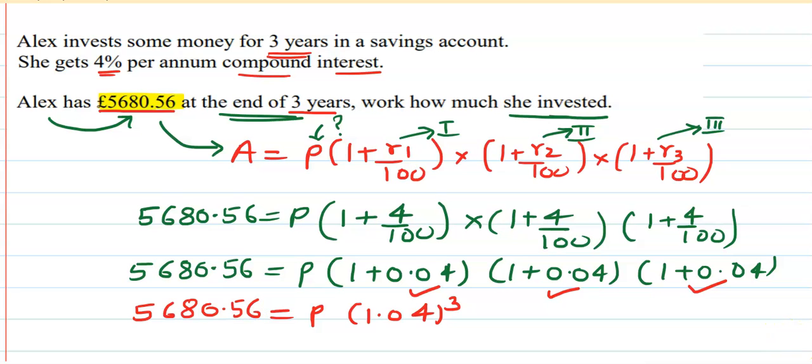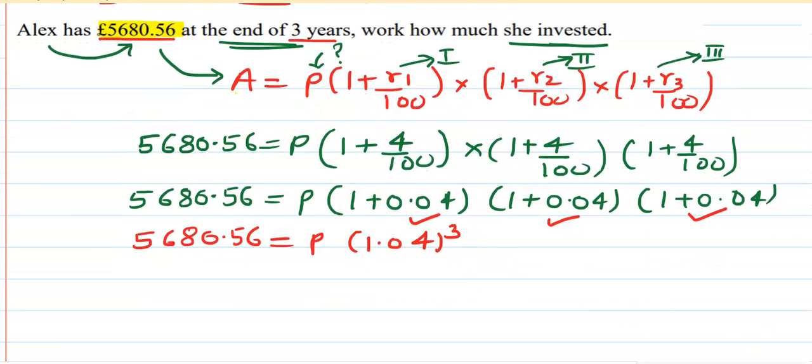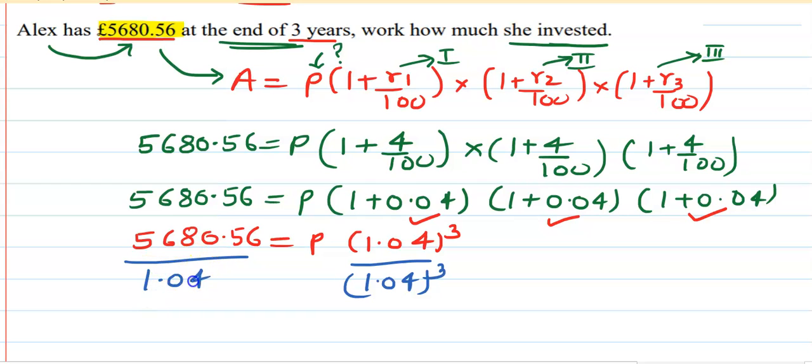And that is 5680.56. Is that okay? Now we want P. So if we divide by 1.04 to the power 3 both sides, 1.04 to the power 3 here and 1.04 to the power 3 here, this will be cancelled out. If you divide it, how much is it coming? Can you work it out for me, please? 5680.56 divided by 1.04 to the power 3. Please divide it.